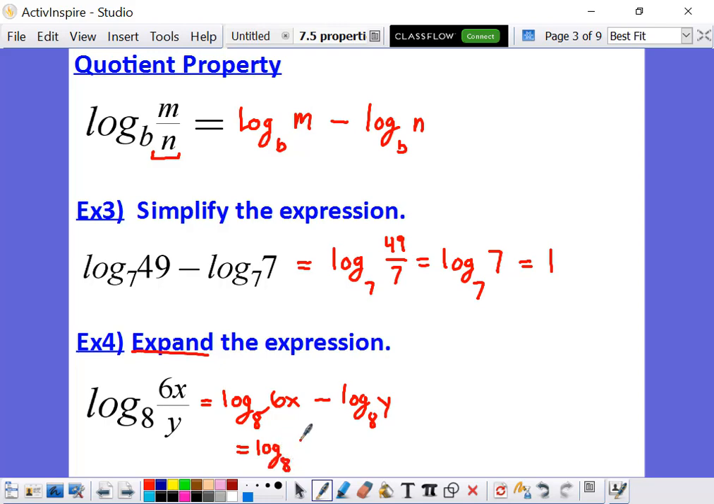So we have log base 8 of 6 plus log base 8 of x. That's just like what we did on the last property, the product property. We split products up into two logs using addition. And then we still have this minus log base 8 of y. So we actually split that problem into three different logs. Log base 8 of 6 plus log base 8 of x minus log base 8 of y.